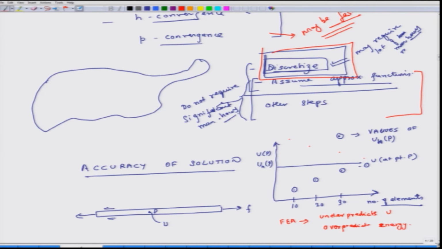If you are trying to compute the overall energy in the system, FEA will give you a little bit higher energy, and it also over predicts stiffness. Okay. It over predicts stiffness. So what we will try to understand in the next several lectures is the mathematical reason, some basis for understanding this. That is what we are going to explore.